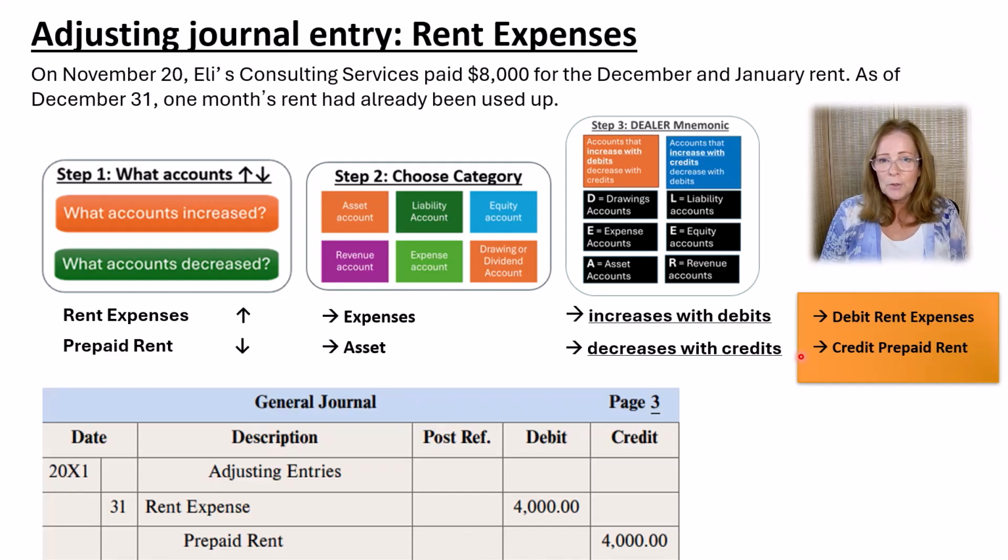To record that entry in the general journal, we write the date into the date column, rent expense into the description column, and the amount of $4,000 into the debit column. On the next line, we slightly indent and write prepaid rent into the description column and $4,000 into the credit column.